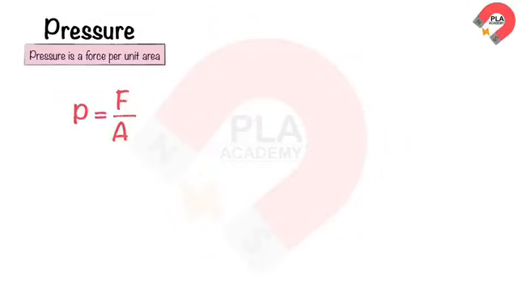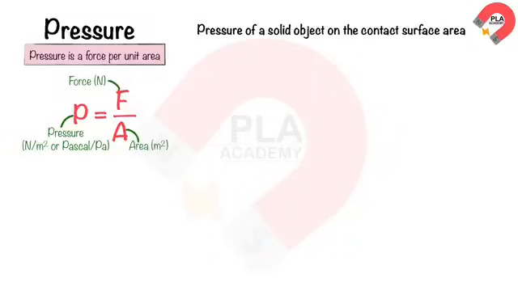Pressure. Pressure is defined as force per unit area. We can write the equation of pressure as P equals F divided by A, where P is the pressure in newtons per meter squared or pascals, F is the force in newtons, and A is the area in meters squared. Pressure of a solid object on the contact surface area.